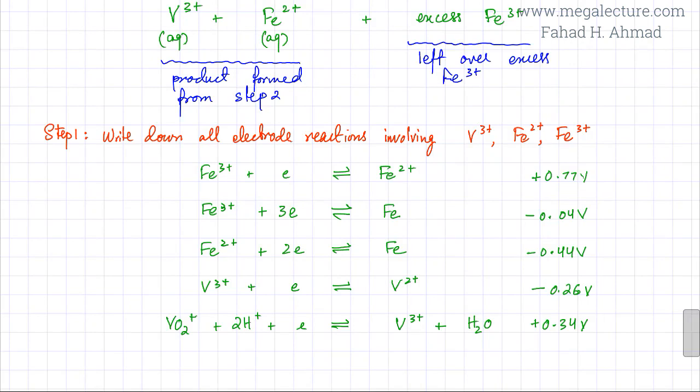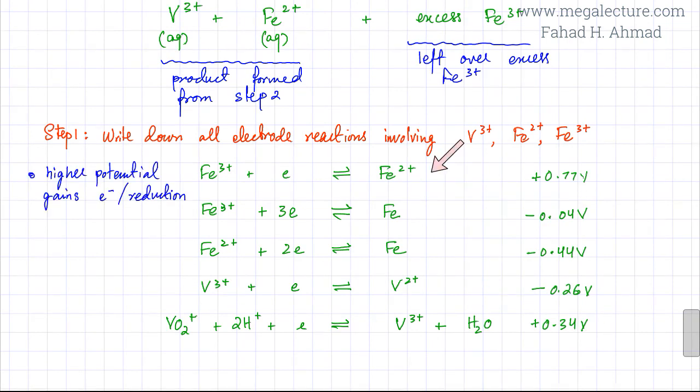So here I've written down the reactions that involved V3 plus, Fe2 plus, and Fe3 plus. So all electrode reactions have been copied and written down, and the electrode potential values are also written down over here. And I'm now going to try and figure out which of the ions or substances or species gains electrons. So remember that higher potential is the one that has the highest tendency to gain electrons or get reduced.